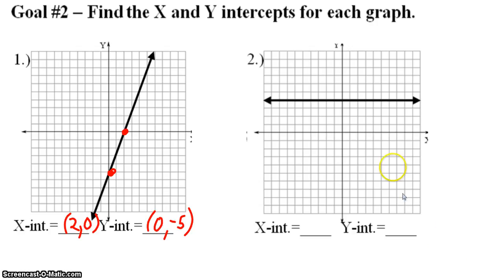If you look at example 2, it does not have an x-intercept because at no point does it cross the x-axis. So that's none. The y-intercept is right here. It goes up 1, 2, 3, 4. So that is the point (0, 4).